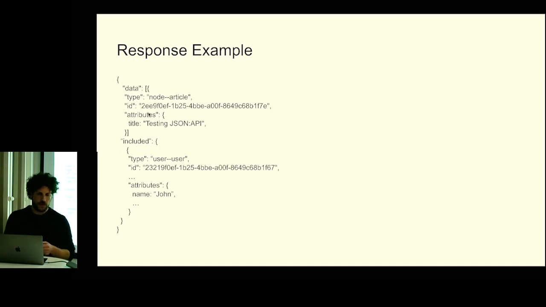So I have again the data, the attributes with the title, and then under the included object, I will have all the objects that I've included. In this case, it's type users, the ID, and then again, I will have the name. In this case, I will have the username, whether it's blocked or not, and any other related field of the user.